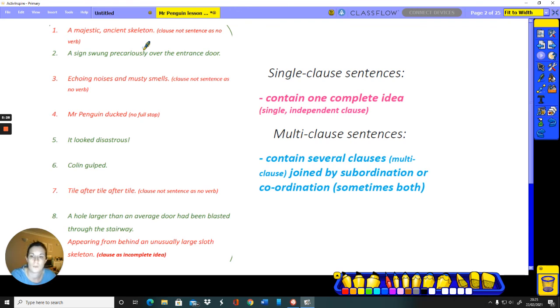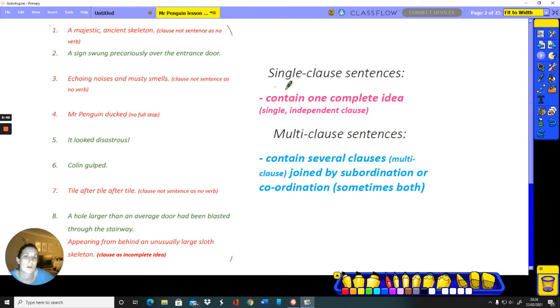What appeared? We don't know. It's not a complete idea, even though there is, in actual fact, a verb in the word appearing. So I hope you did okay with that. But what we are going to do is look at our clauses in a little bit more detail.